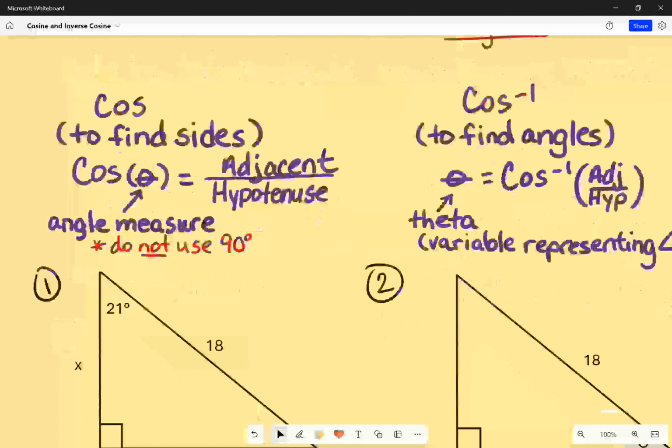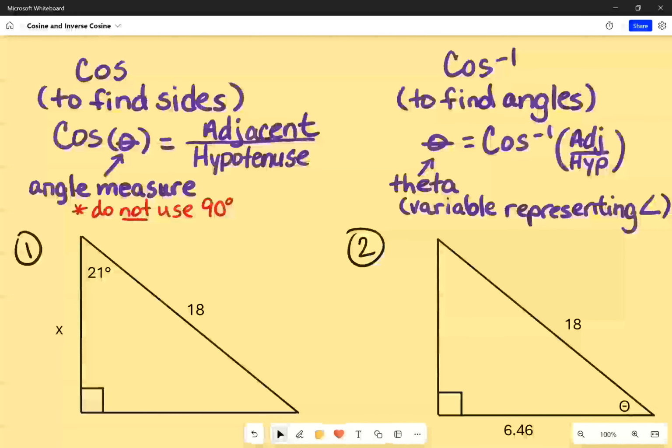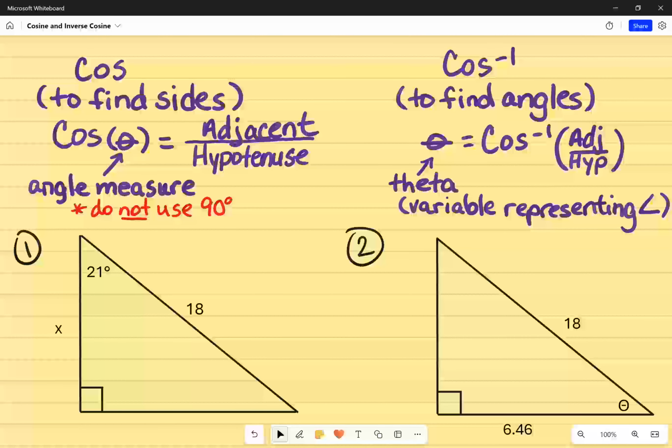And in purple, you will see the actual formulas that you will use when you're trying to find the side and angles. If you're trying to find a side that provides you the adjacent and the hypotenuse sides of a right triangle, then you're going to use the trig ratio cosine. If you're trying to find the angle, which gives you those same two sides, then you're going to use the inverse cosine. Be careful not to try to use the 90-degree angle when you're putting the information into your formula.